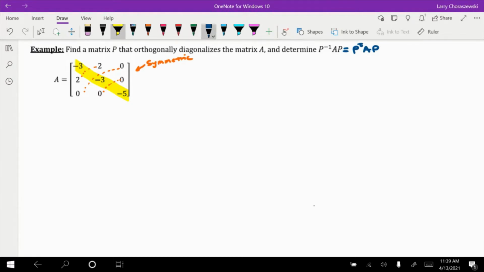Now, in order to find this matrix P that diagonalizes the matrix A, we'll have to start by forming lambda I minus A. And you may recall the shortcut to that. It's always lambda minus the entries along the main diagonal. So we'll have a bunch of double negatives there.